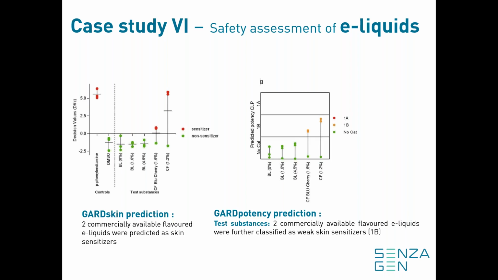So one thing that I think is really important from the slide, at least for the GARD skin predictions, is that even though the base liquid formulation contained different compositions of nicotine, and we tested this up to 4.5%, it did not induce a false positive classification in the GARD assay, which I think is very good.